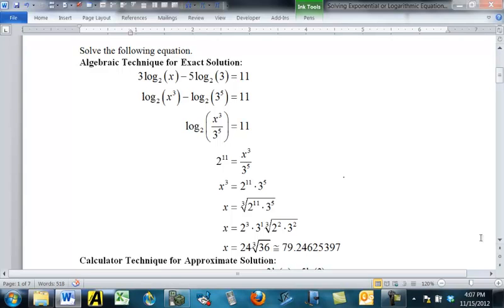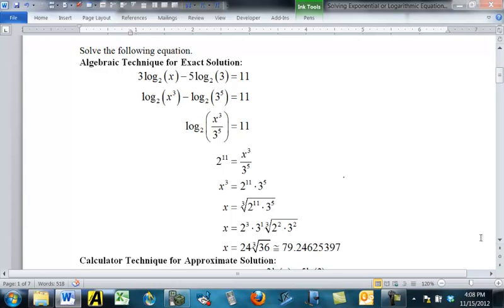So 3 log base 2 of x becomes log base 2 of x cubed. And 5 times log base 2 of 3 becomes log base 2 of 3 to the 5th. Now they're both logarithms of the same base, and they just have coefficients 1 or negative 1. We can combine those into one single logarithm, base 2 of course, and then we have x cubed over 3 to the 5th. Notice that the logarithm of 3 to the 5th had a negative 1 in front, so the 3 to the 5th goes to the bottom as a factor. And the x cubed had a positive 1 in front of that logarithm, so the x cubed goes to the numerator as a factor.